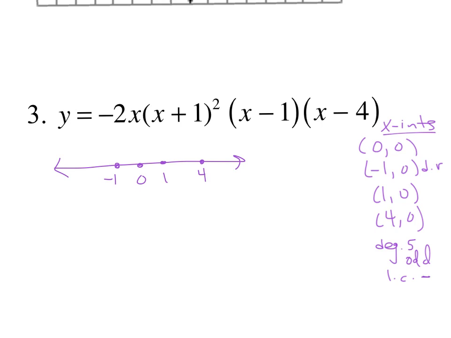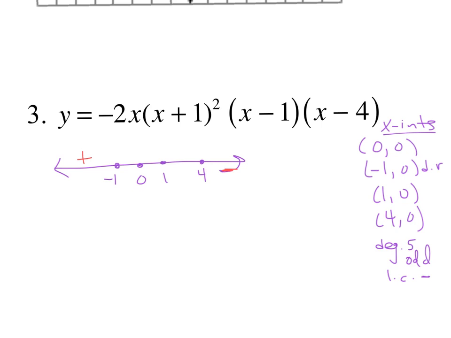So we have -1, 0, 1, and 4. So on the leading coefficient, again, is where we start. The leading coefficient is negative. So that means on the far right, it's going to be negative. It's odd, so my opposite side will be above the x-axis.